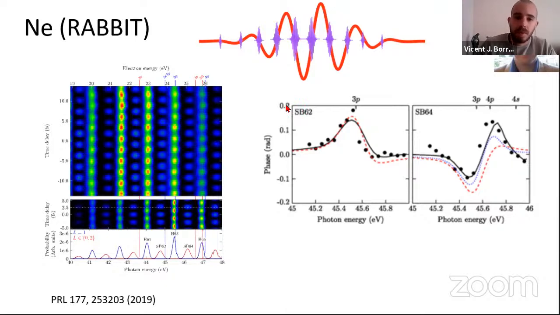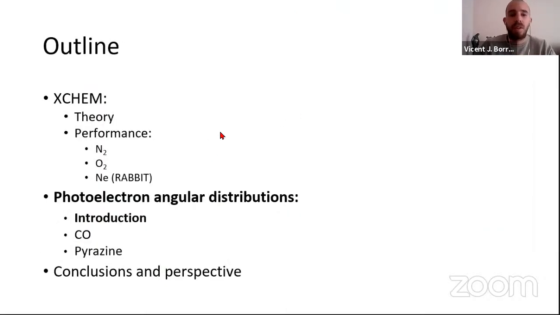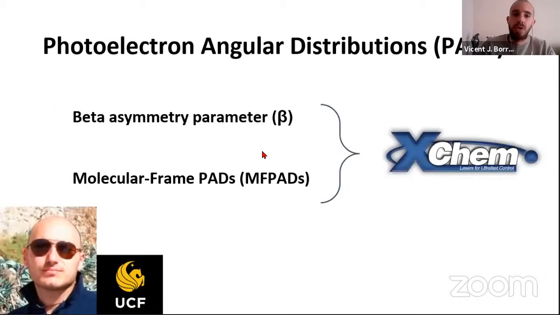So we have seen how the HChem code is able to reproduce different experiments, what the HChem code is able to do. So we wanted to go one step further, and we wanted to include the photoelectron angular distributions. So that was done during my internship in the University of Central Florida with the supervision of Luca Argenti, among other things we did. So we implemented the beta symmetry parameter and the molecular frame photoelectron angular distributions.